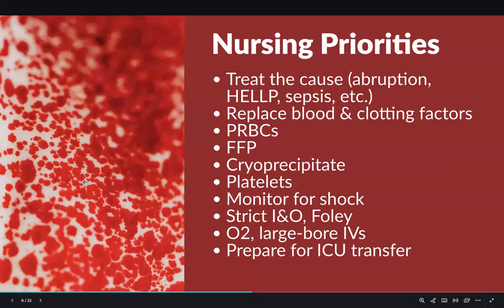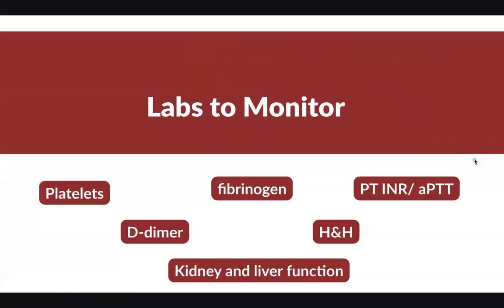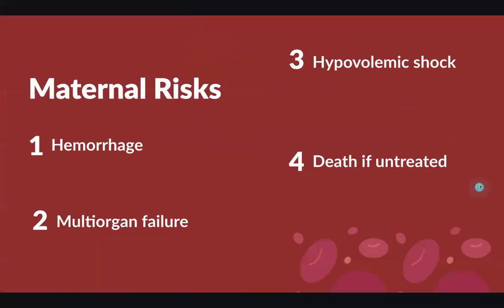Nursing priorities are going to be to treat the underlying cause. We're going to replace blood and any clotting factors, monitor for shock, make sure that we maintain oxygenation, and prepare for the possibility of an ICU transfer. These are the lab values you want to monitor: platelets, fibrinogen, PT/INR, aPTT, and D-dimer. You especially want to monitor kidney and liver function. Kidneys especially, because with poor perfusion we can end up with an acute kidney injury. So look out for that.